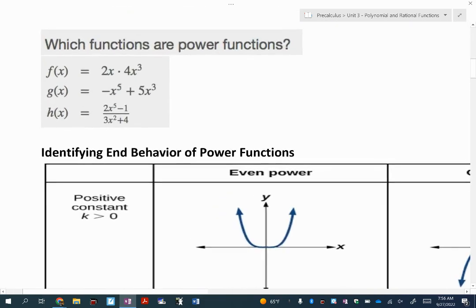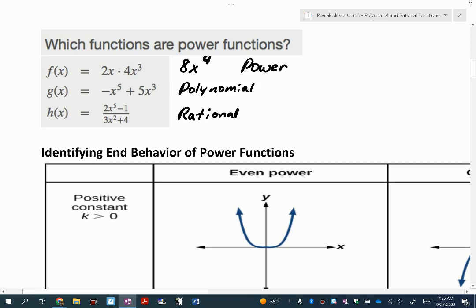All right, so look at these three. If I multiply 2x times 4x cubed, I get 8x to the 4th power, and so this takes care of it being a power function. This one has two terms connected with addition, so it's not a monomial, it's a binomial. You'll see later in this lesson we call this a polynomial function. And then this last one here, h of x, we've talked about before. This is a rational function.